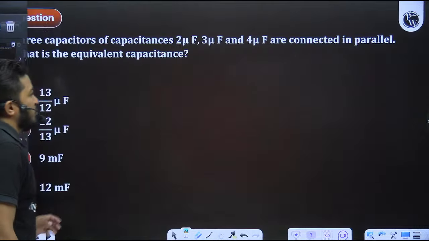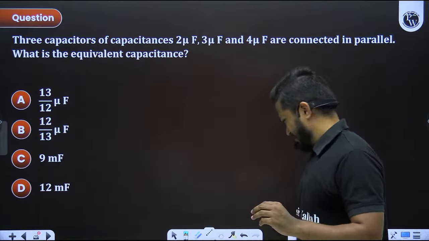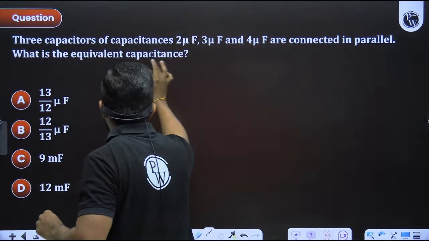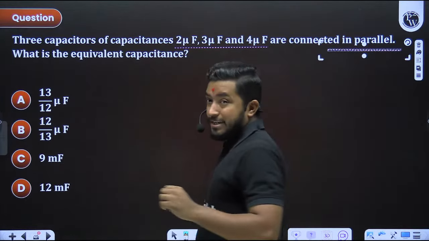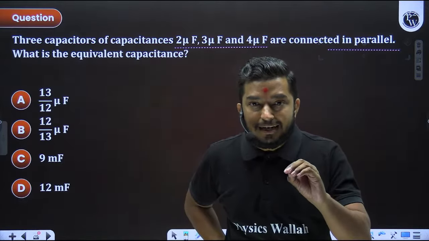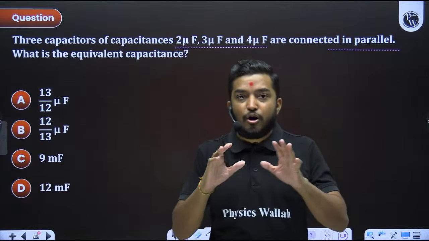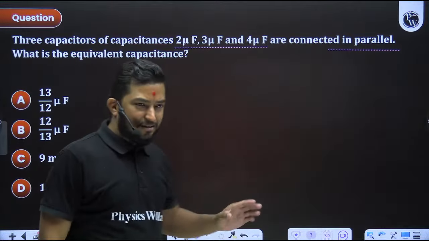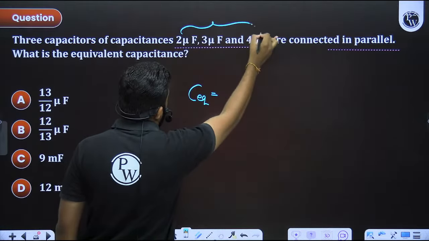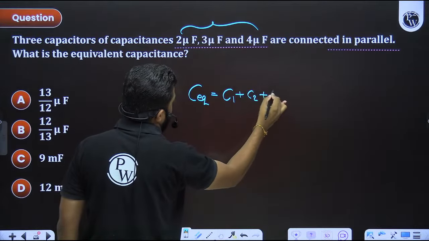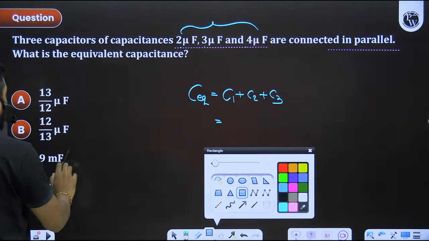Next MCQ. It is an easy MCQ, and you cannot believe it, but it's a PYQ. Just read the given data. Three capacitors of capacitance 2 microfarad, 3 microfarad and 4 microfarad are connected in parallel. For a parallel connection, the equivalent capacitance C is just the sum of all the capacitors in the circuit. So C equals C1 plus C2 plus C3, that is 2 plus 3 plus 4, which is 9. So the final answer is 9 microfarad.